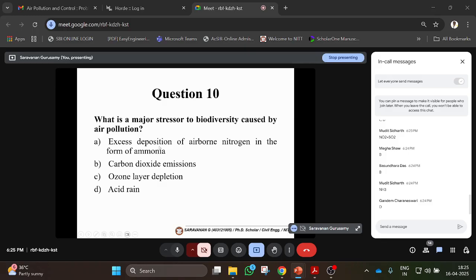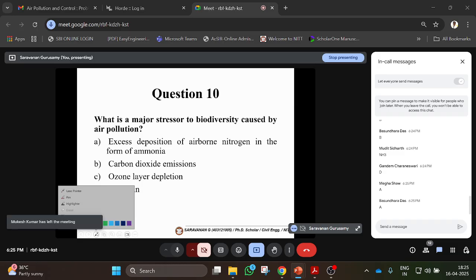Okay, 10th question. What is the major stressor to biodiversity caused by air pollution? Excess deposition of airborne nitrogen in the form of ammonia, carbon dioxide emission, ozone layer depletion, acid rain. To the biodiversity they are asking. Nitrogen in the form of ammonia, also in the form of HNO3, that is acid rain, right? So both deposition is problematic. One is wet deposition, one is dry deposition. Whenever H2O reacts with nitrogen, NO2 plus H2O will give you HNO3. Fine. So that is one of the problem here.